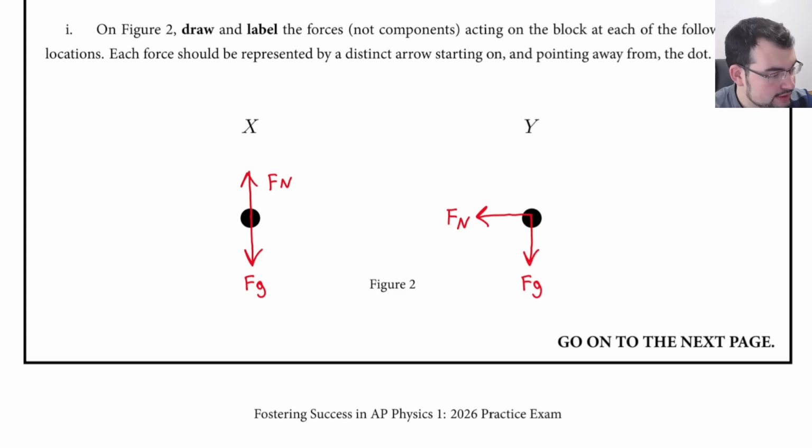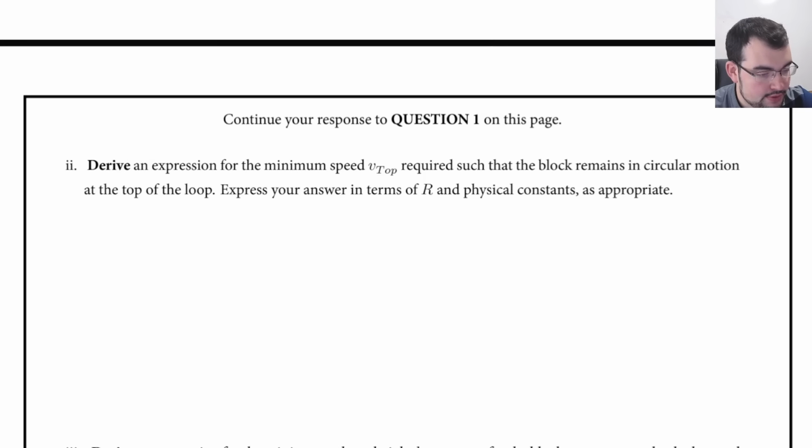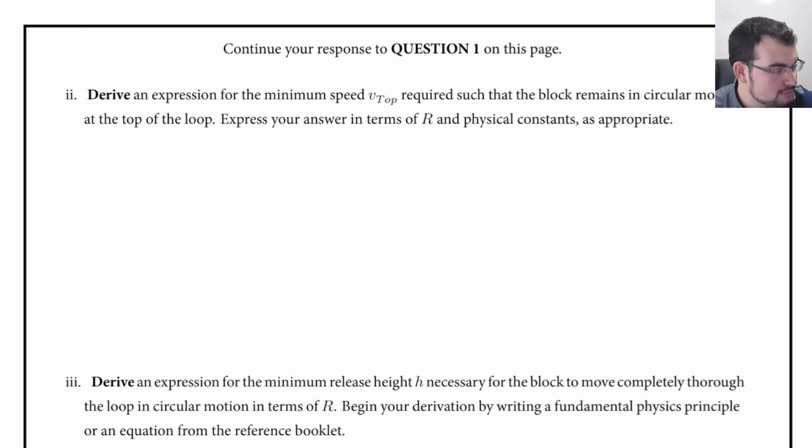So how do you get your points? Well, A1, you got to get your FG at both locations, and for A2, you have to get your normal force at both locations. So pretty easy to get A1. A2, you have to notice the perpendicular effect. Derive an expression for the minimum speed v top required such that the block remains in circular motion at the top of the loop. Express your answer in terms of r and physical constants as appropriate.